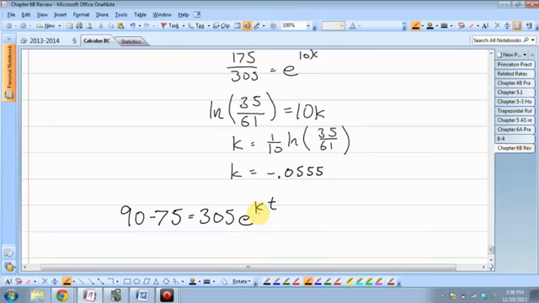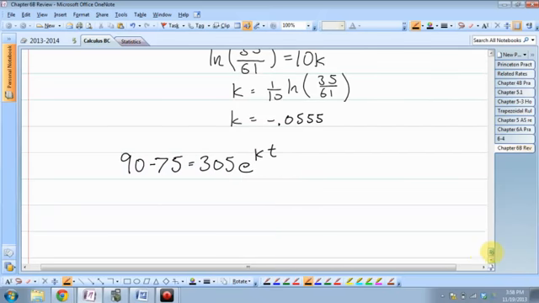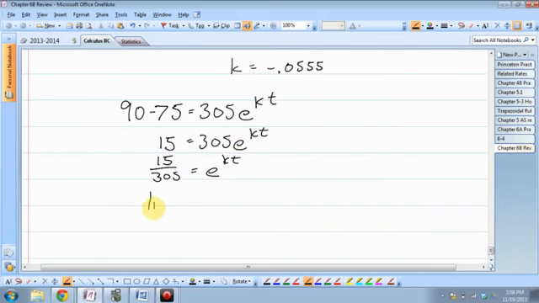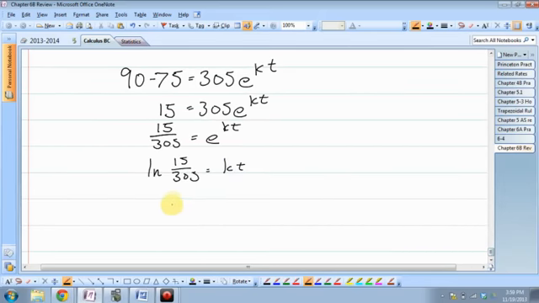Okay, 90 minus 75 is 20 minus 5, so 15. 15 equals 305 e to the kt. 15 over 305 equals e to the kt. Natural log of 15 over 305 equals kt. Therefore, t will be equal to 1 over k, natural log of 15 over 305. Great.